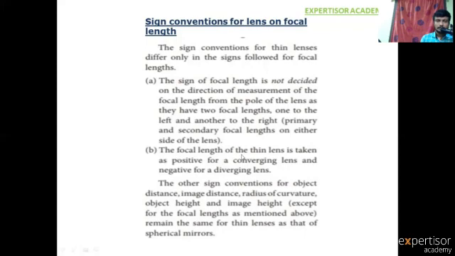Second, the focal length of a thin lens is taken as positive for a converging lens and negative for a diverging lens. The other sign conventions for object distance, image distance, radius of curvature, object height and image height, except for focal lengths, remain the same for thin lenses as for spherical mirrors.